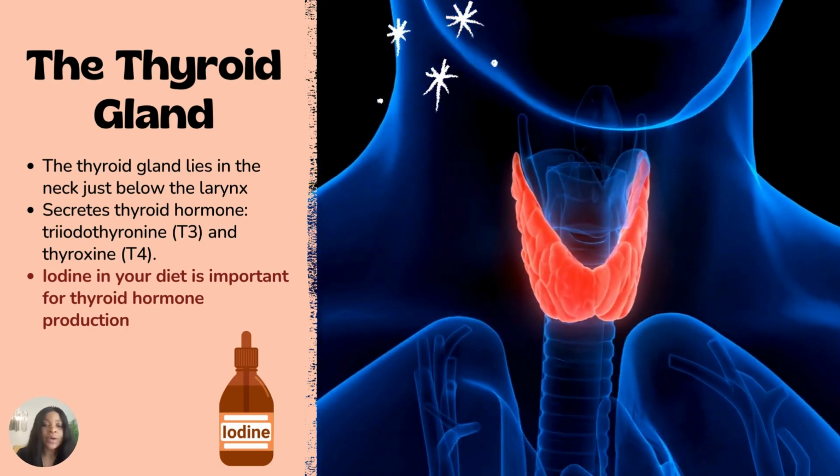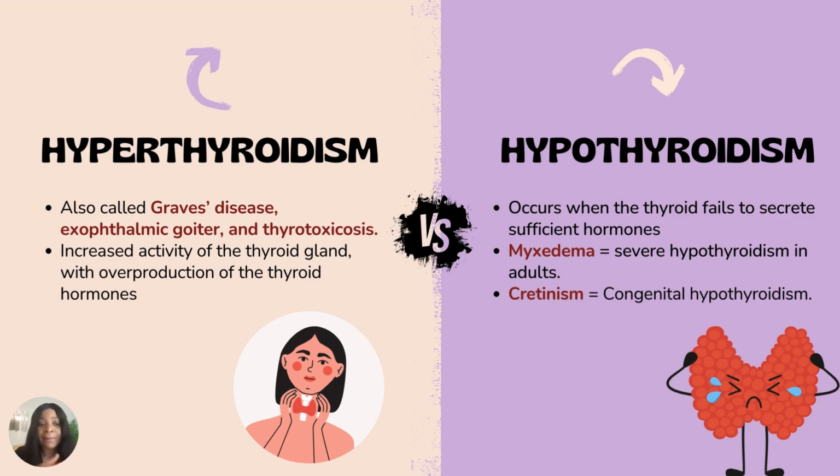Okay, so what we're going to go ahead and do is look at hyperthyroidism versus hypothyroidism side by side. When we say hyper, it means that the thyroid gland is secreting too much. And hypo, it is secreting too little. Another name that you might hear that refers to hyperthyroidism is Graves' disease. Sometimes you might also hear the words exophthalmic goiter or thyrotoxicosis. Those are all similar terms that pretty much mean that your thyroid gland is secreting too much. There's an overproduction.